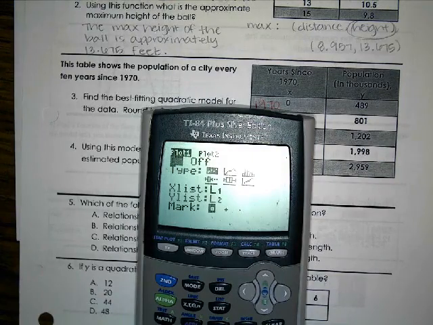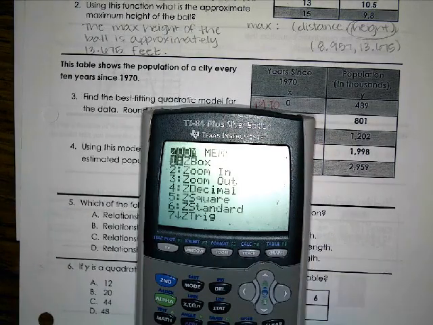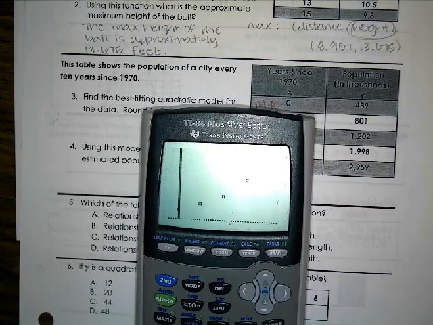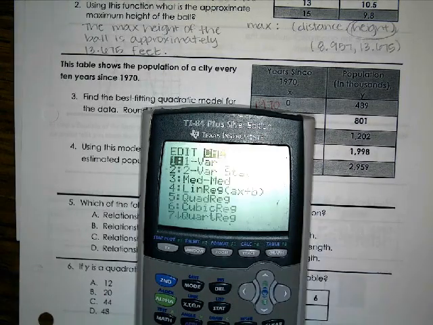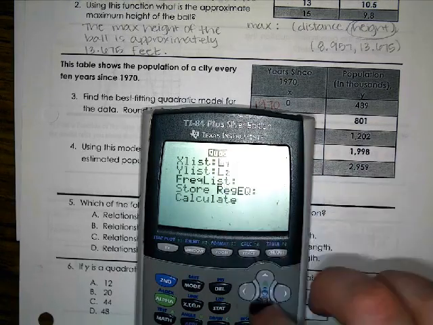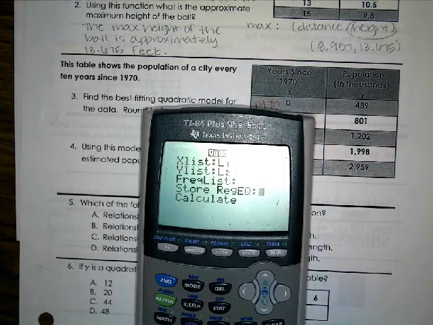How do we calculate the equation? Hit the stat button, go over to calculate. Number 5. All right, using our x values, using our y values. How do we make it so the calculator is going to take our equation and graph it for us? Alpha trace, press enter. Okay, and then let's go ahead and actually calculate it. All right, again, rounding to 3 decimal places.